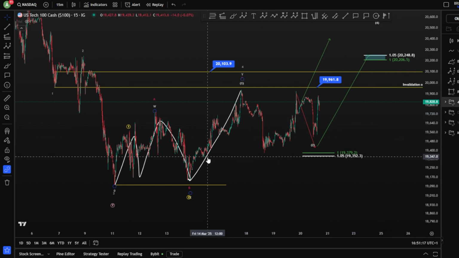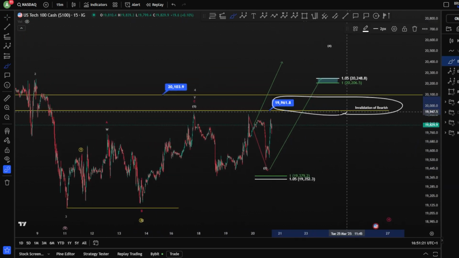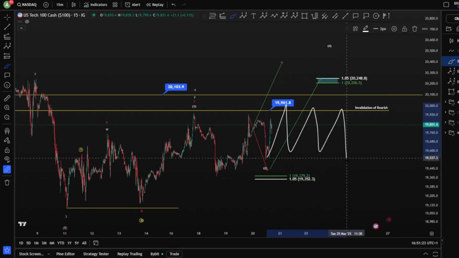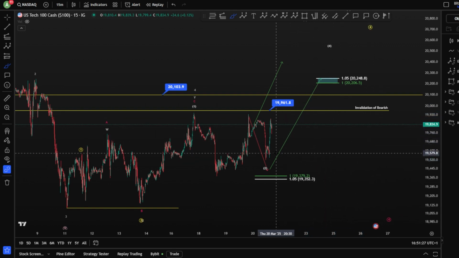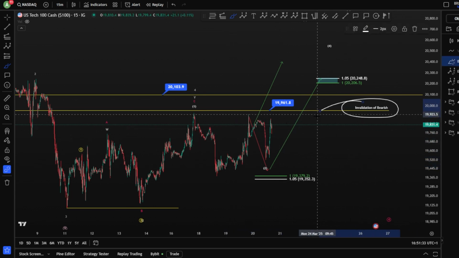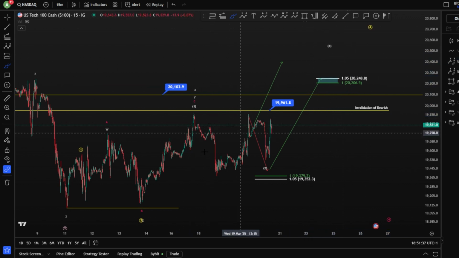This is exactly what we were expecting anyway. The next step is the invalidation. Otherwise, we're still going to be ranging in this area until we see other signals. But currently, the bullish signal is very high. We're going to see, once we get this price, and this one, for continuation later on.